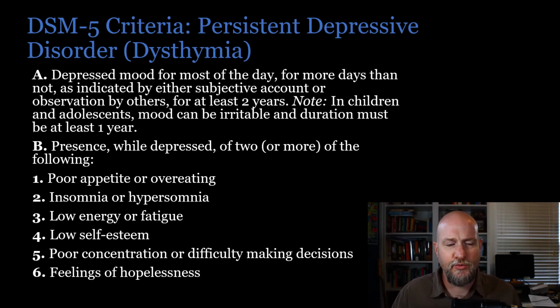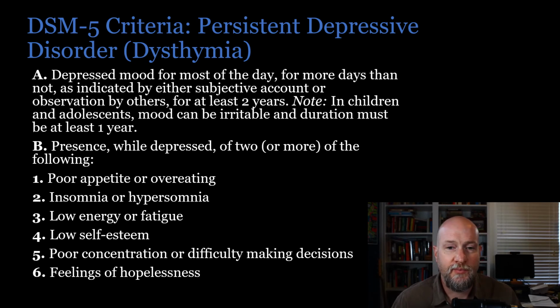So this is the actual DSM-5 criteria for a persistent depressive disorder, aka dysthymia. I think that's a little confusing that that's still in there, right? So remember, we talked about what dysthymic disorder was, or dysthymia. Dysthymia is a state of mild low mood, is what it literally means. So depressed mood for most of the day, for more days than not, as indicated by subjective account or observation of others, for at least 2 years. In children, they cut that duration down to 1 year.